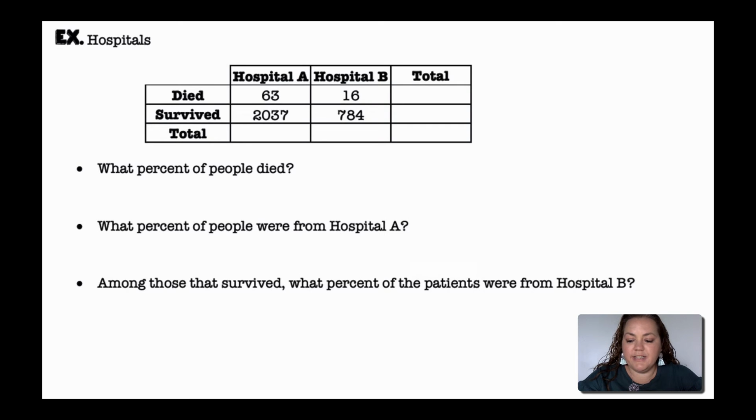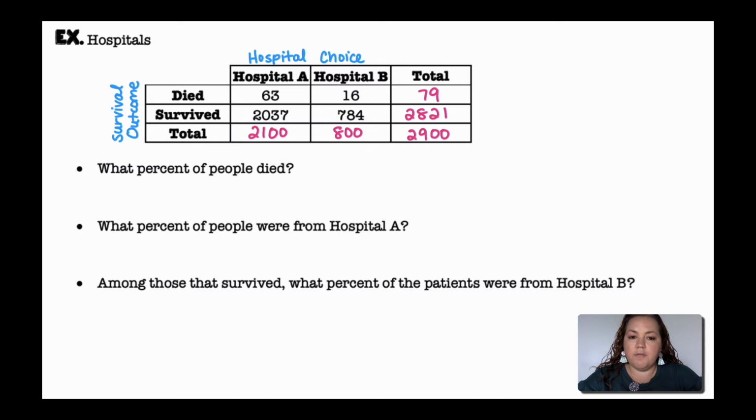All right, let's take a look at this example. So we have 2 hospitals. We have a hospital choice, and then we have survival outcome. They either died or survived. They were either in hospital A or hospital B. I'm going to go ahead and fill in the totals here by adding across or down.